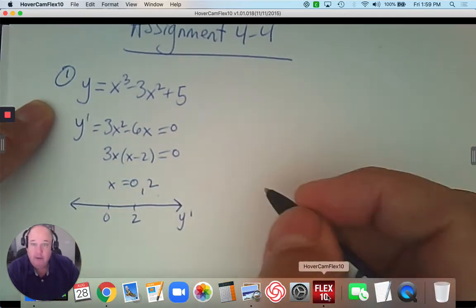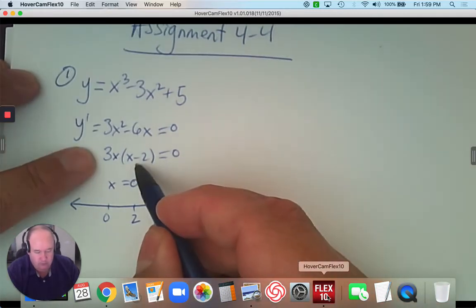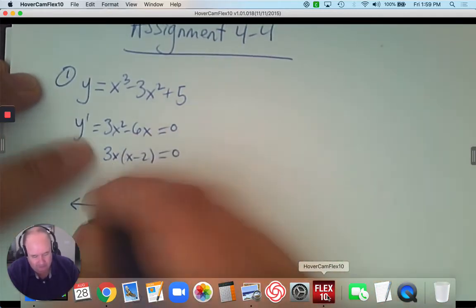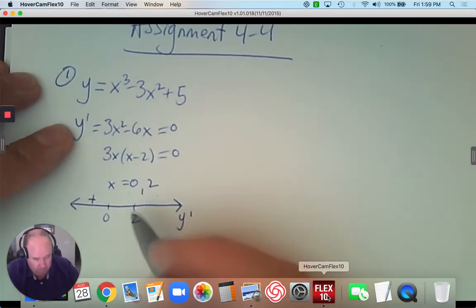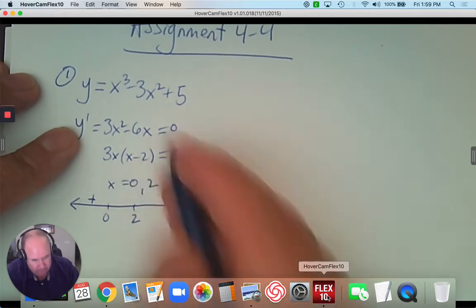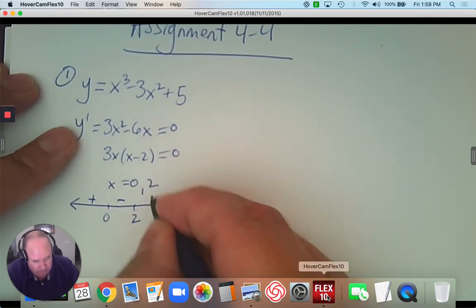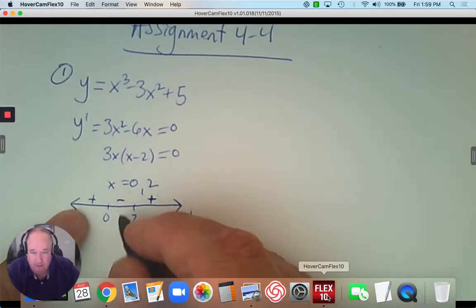I'm going to create my intervals to know where the graph is increasing and decreasing. Into the derivative, if I plug in a negative number, that's a negative times a negative, which is positive. If I plug in positive 1 for the next interval, that's a positive times a negative. And if I plug in a number bigger than 2, you'll get a positive answer. So the graph increases, decreases, increases.